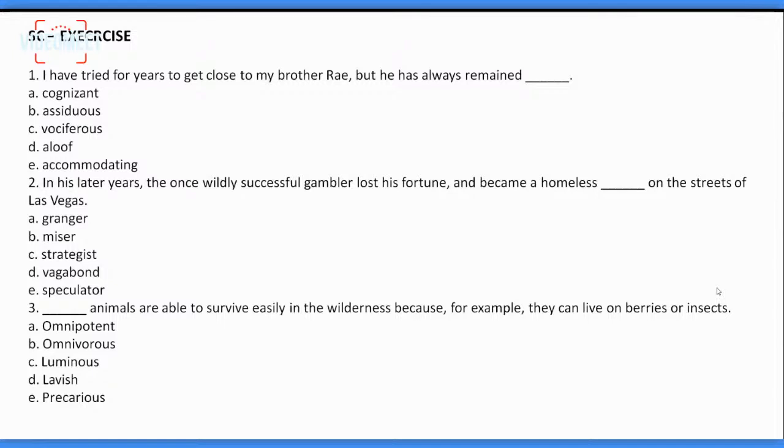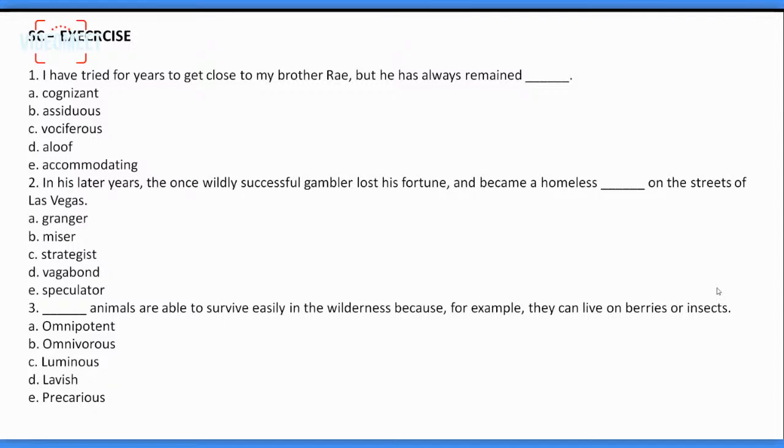In his later years, the once wildly successful gambler. That means he was probably a very lucky kind of gambler who was very high on success, and he had gained a lot of fortune. But in his last years, he lost all of his fortune and became a homeless dash on the streets of Las Vegas. Now, we're obviously looking for a negative word, right? Yes, Gavin, that's true. Okay.